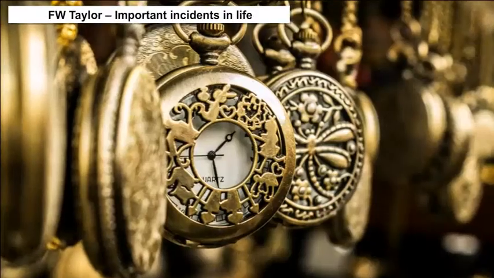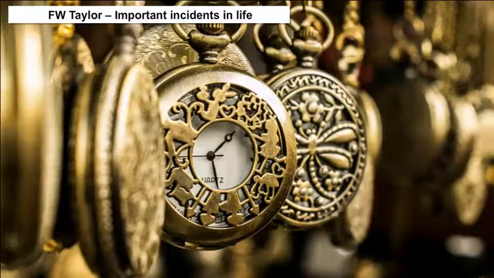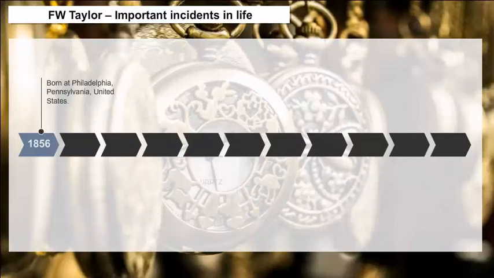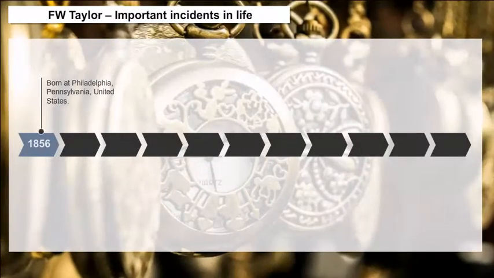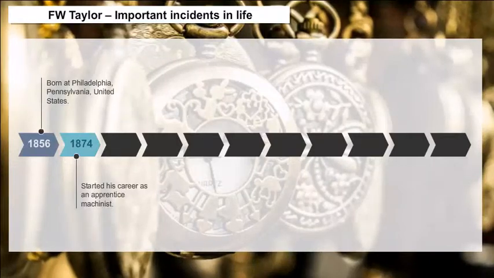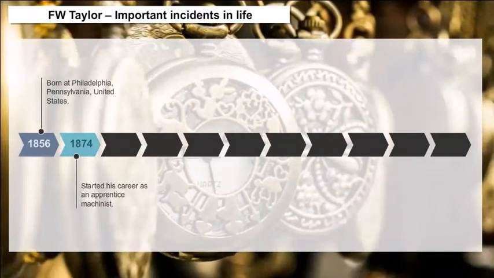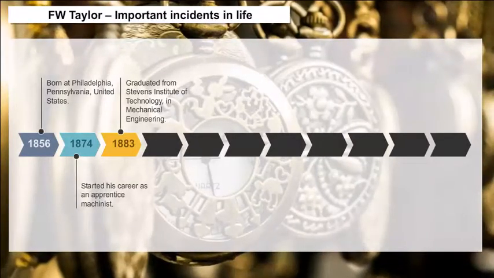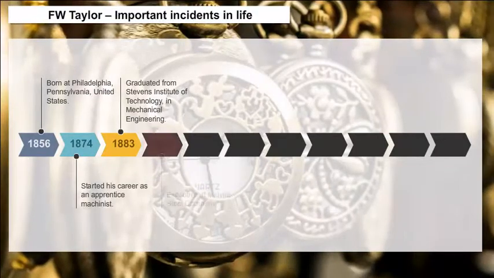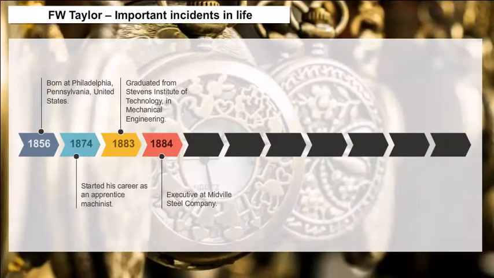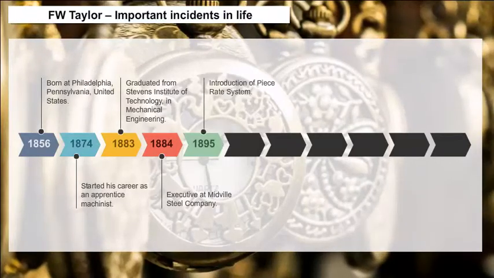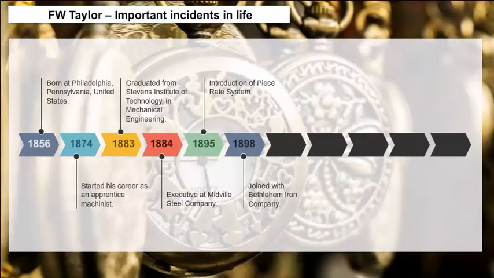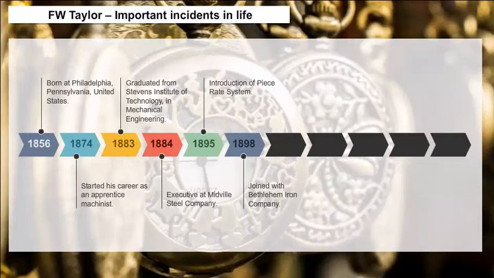F.W. Taylor, important incidents in life. 1856, March 20th, born at Philadelphia, Pennsylvania, United States. 1874, started his career as an apprentice machinist. 1883, graduated from Stevens Institute of Technology in Mechanical Engineering. 1884, executive at Midvale Steel Company. 1895, introduction of piece rate system. 1898, joined Bethlehem Iron Company.